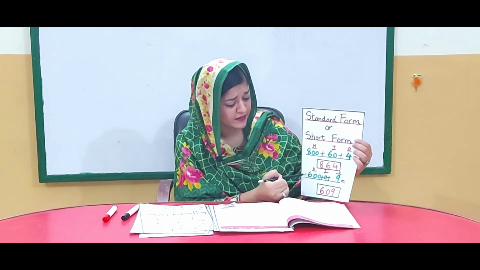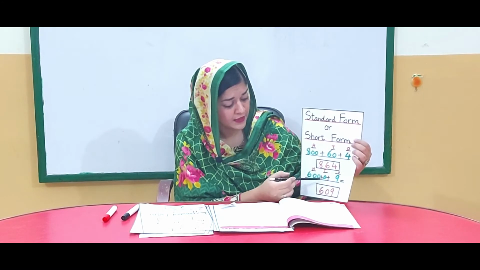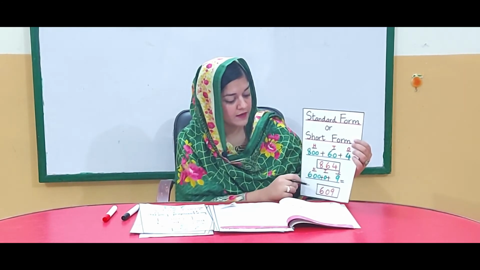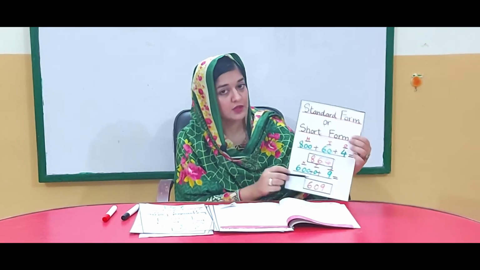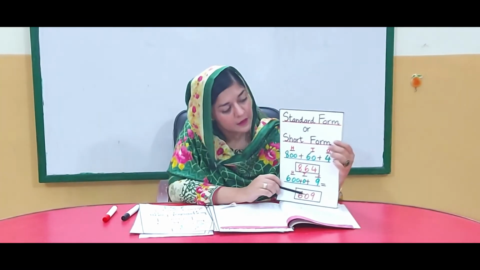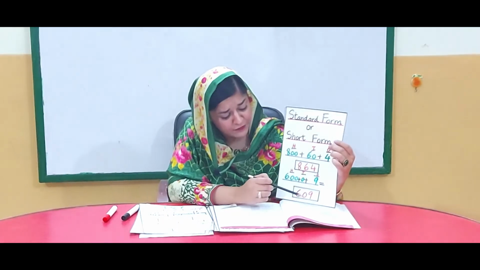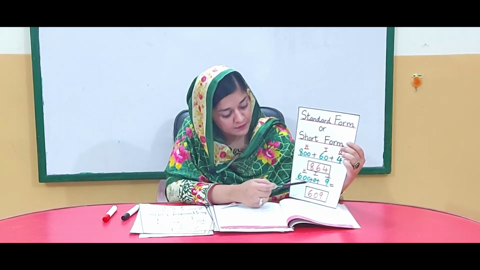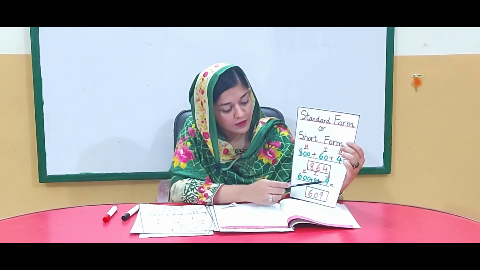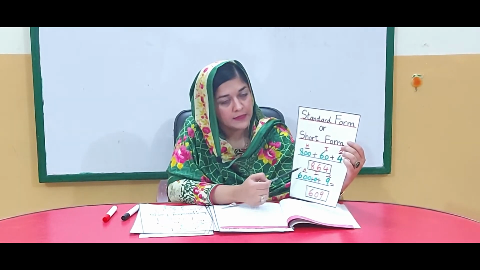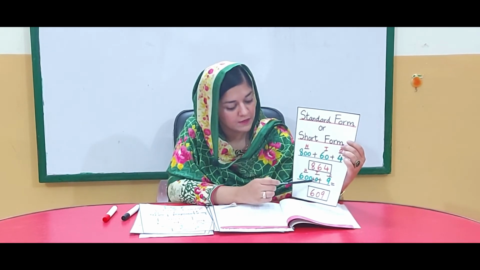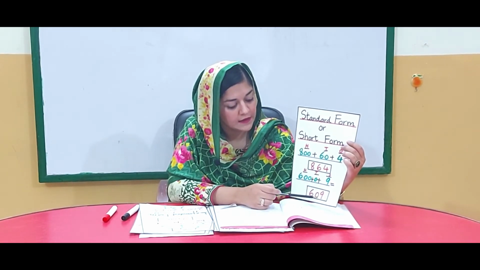Now here is another example: 600 plus 0 plus 9. If they ask us to write it in short form or standard form, what will we do? We will write 609. This is the expanded form and this is the short form. Clear?